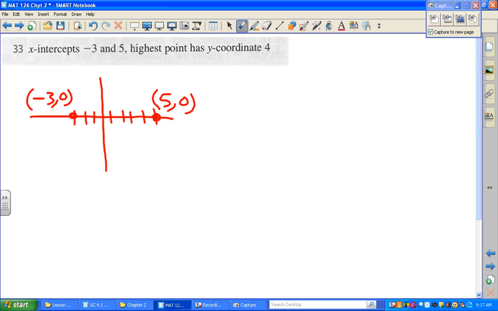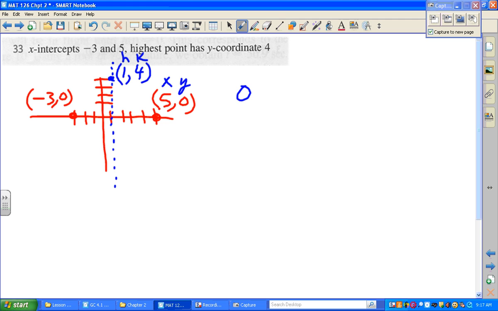It says the highest point has the y-coordinate of 4. That's great. What's the x-coordinate going to be? How'd you get 1? Yeah, it's between negative 3 and 5. So it's going to be at 1, 4. So there's my vertex, my H and K. And I need an X and a Y. Which one do you want to choose? 5, 0. X and a Y, and I can use all those to find A.